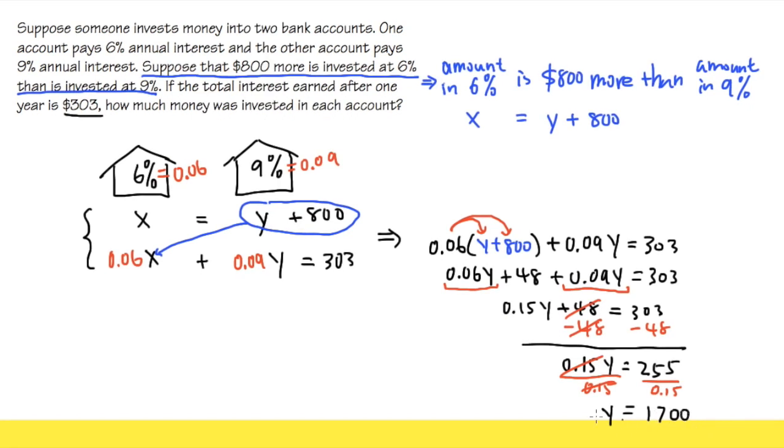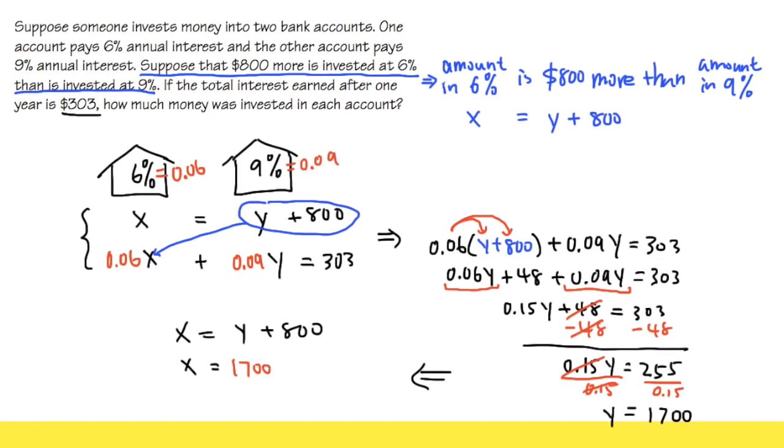So this represents the amount of money that we put in the 9% account, right? And we also have to figure out the amount that we put in the 6% account. So you can look at this equation. X is equal to Y plus 800, and we know Y is equal to 1700. So I'm just going to say X equals the 1700, and we just have to add the 800 after that, right? So of course you see X is equal to 1700 plus 800, that's 2500, and we are done.